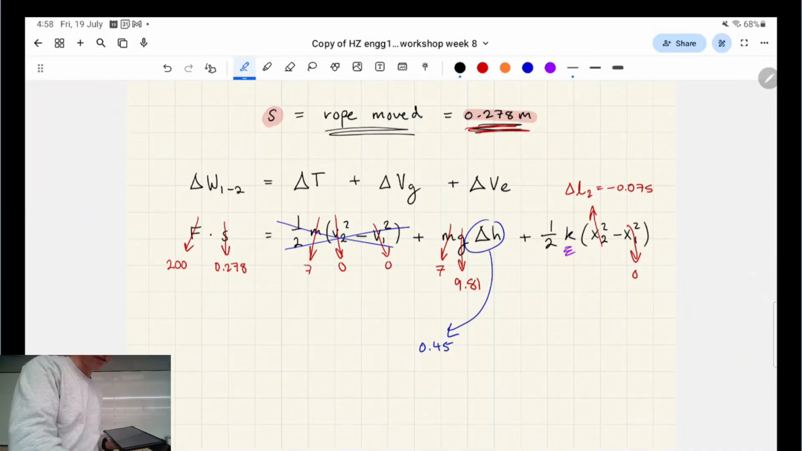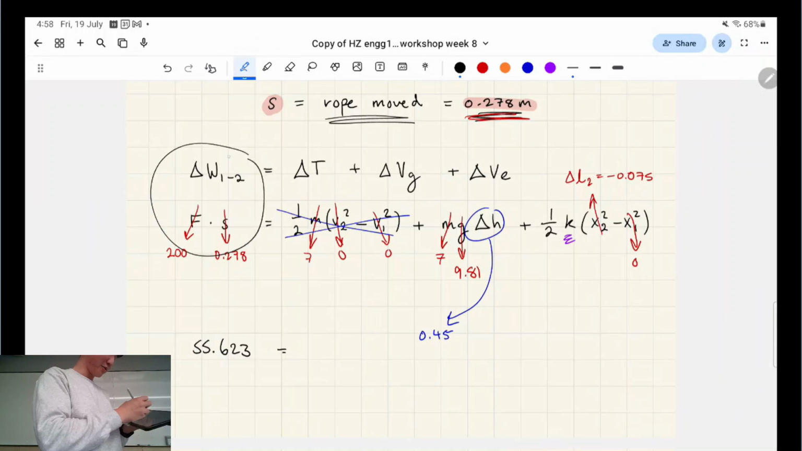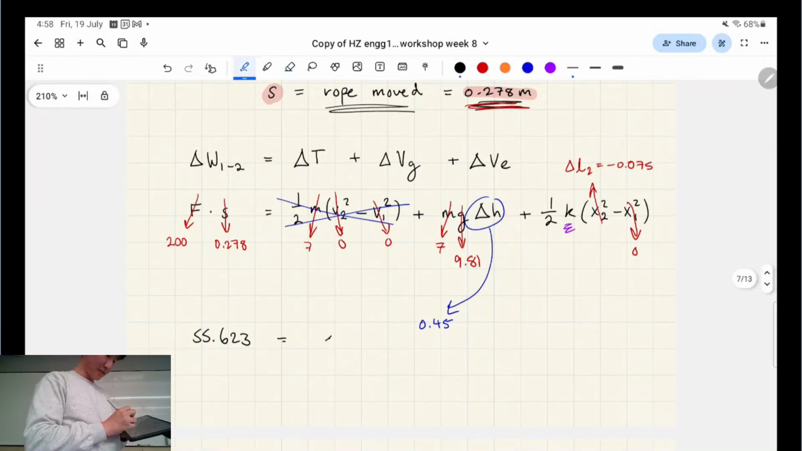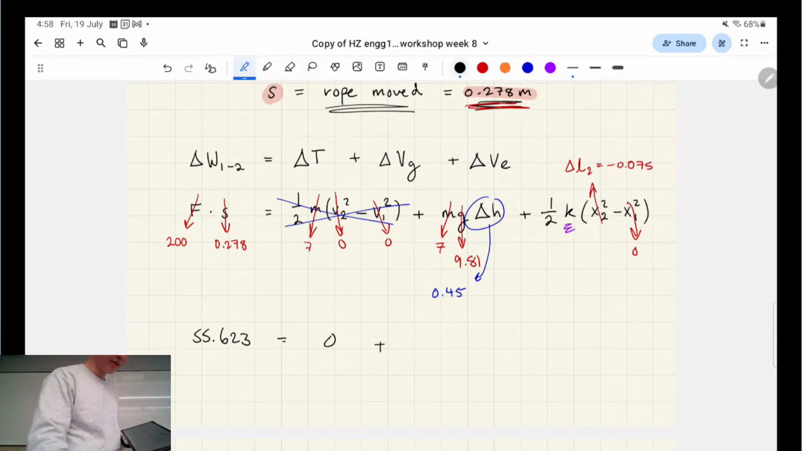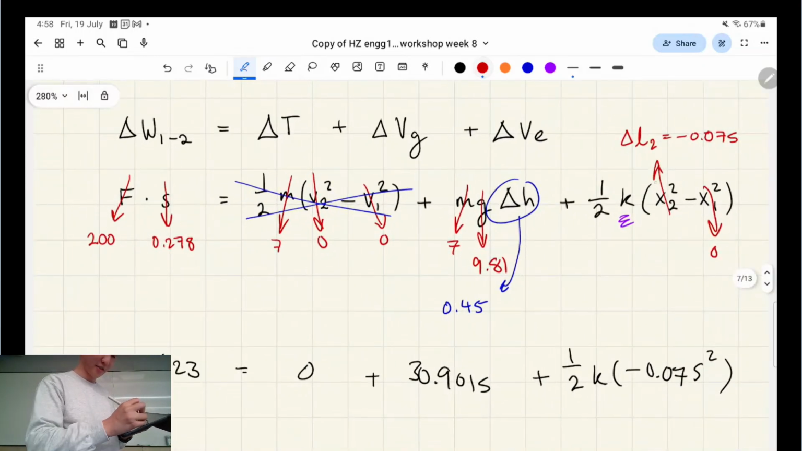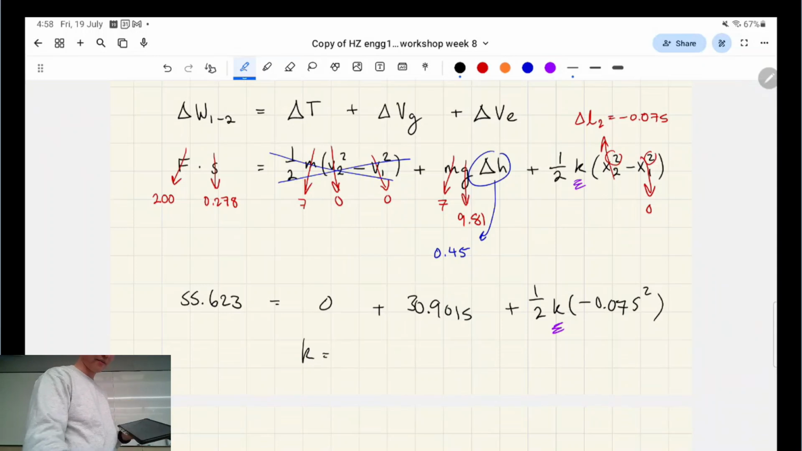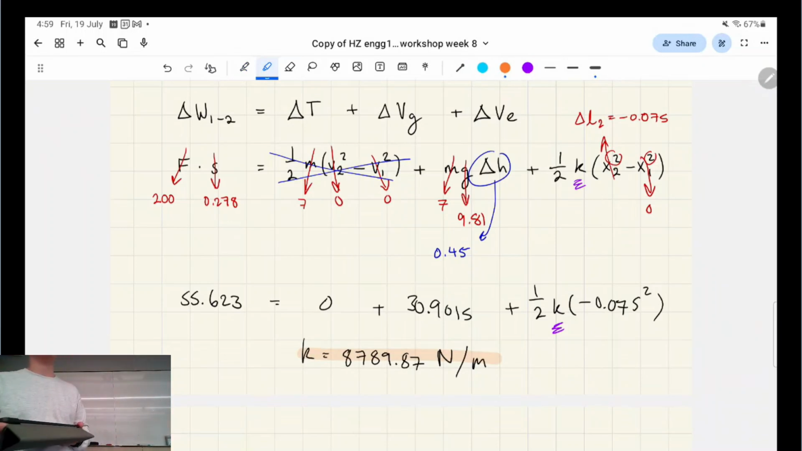How I like to calculate it is I punch in my calculator one bit at a time and make sure I'm not going crazy. So that whole component is equal to 55.623. This component was 0. This component was 30.9015, and this component was half K times 0.075. Make sure you remember the squared, because each of these numbers is squared here. We rearrange for K, and we get K is 8,789.87 newtons per meter. You can also express that in kilonewtons if you want, but I'm just going to leave it in SI units.